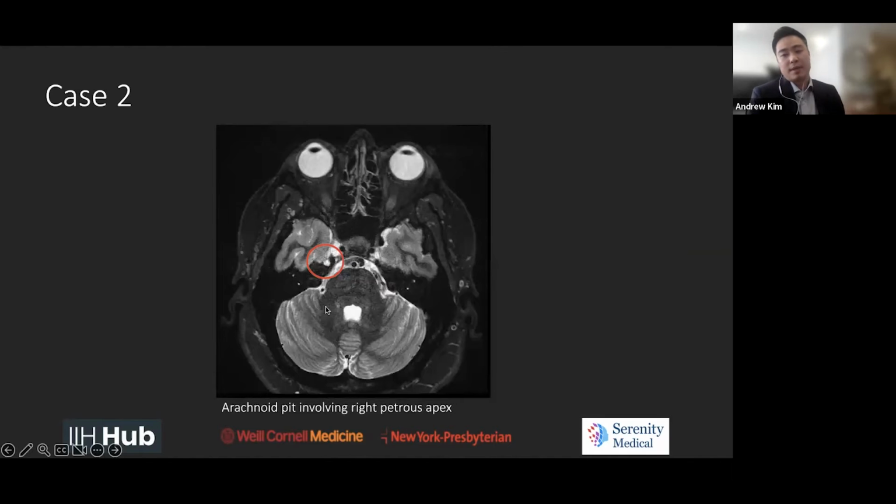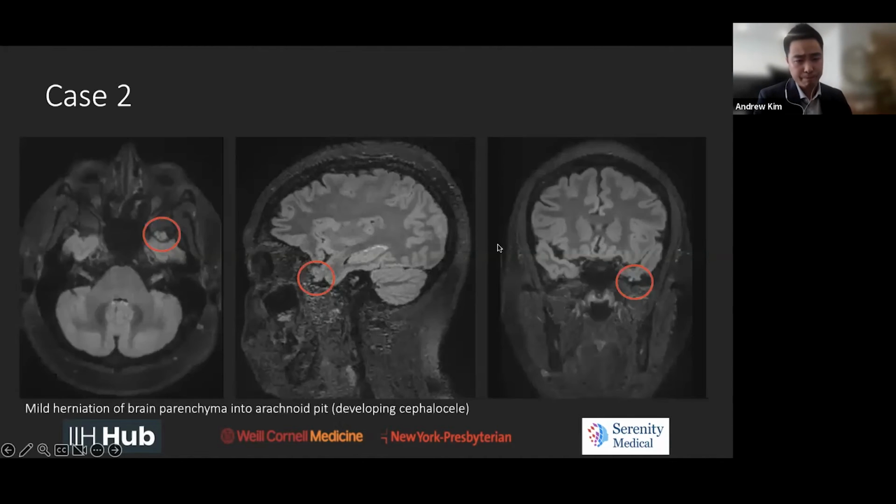So here's another example of the same patient. If you scroll even further down, you have an example of that prominent arachnoid granulation, that arachnoid pit, kind of extending into the right petrous apex right there. So this is a patient where you have all these prominent arachnoid granulations.